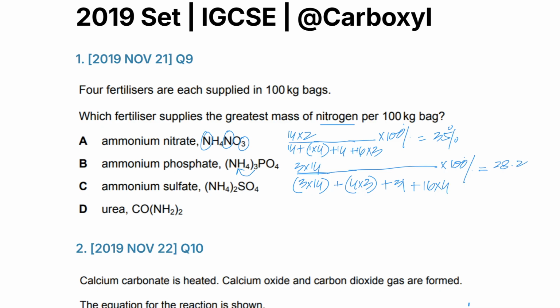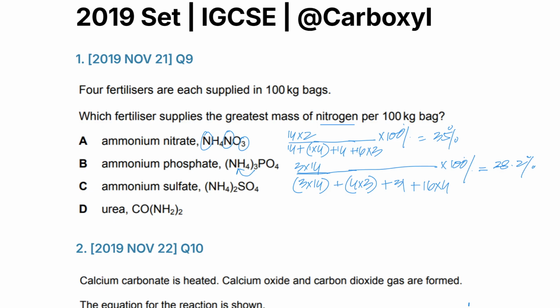So that's 28.2% by mass of nitrogen. What this actually means is that if I have 100 grams of ammonium phosphate, 28.2% or 28.2 grams would be nitrogen. That is, if I have 100 kg of ammonium phosphate, 28.2 kgs would be nitrogen.